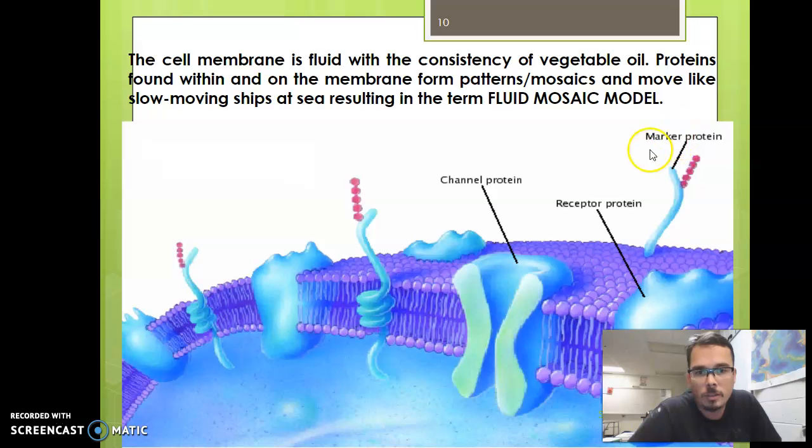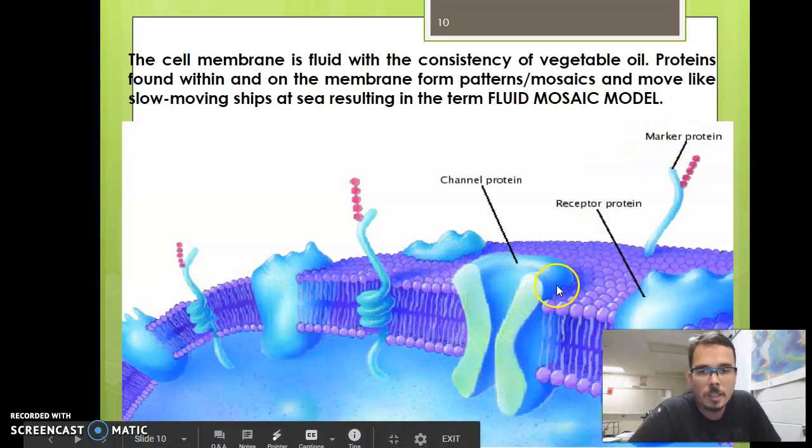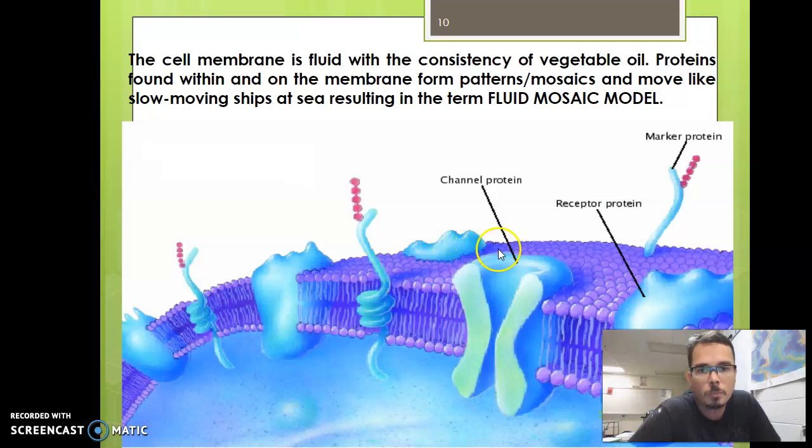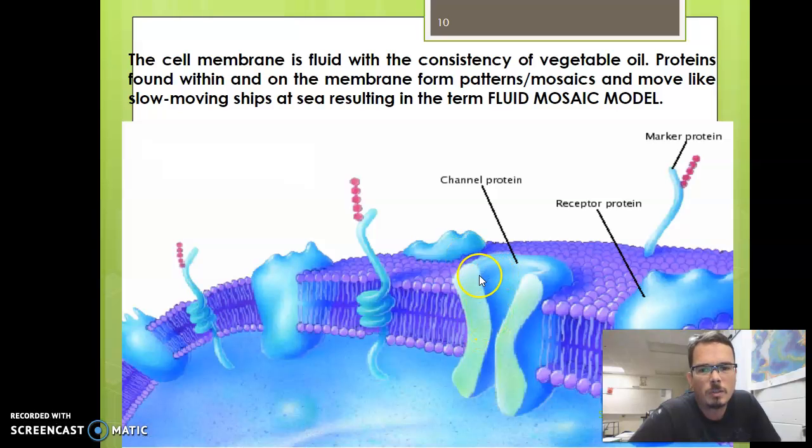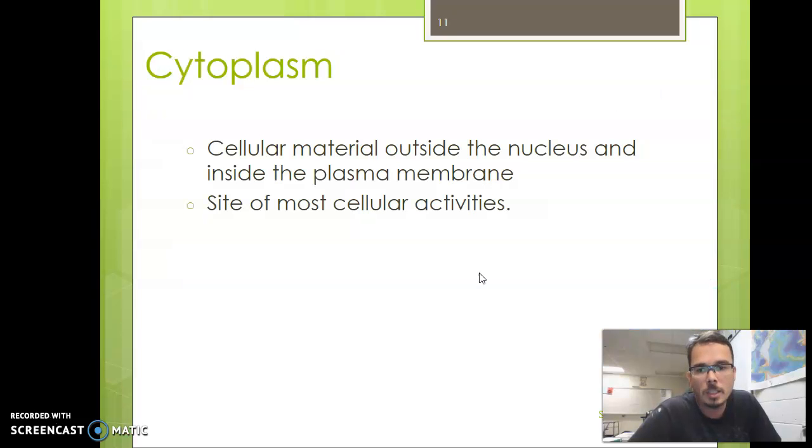Here's another image of it where you'll have the phospholipid bilayer, and then inside that phospholipid bilayer you'll have proteins that were made in the ribosomes. Some of these protein channels are selectively permeable. Some of them are involved in active transport, and some of them are involved in inactive transport.